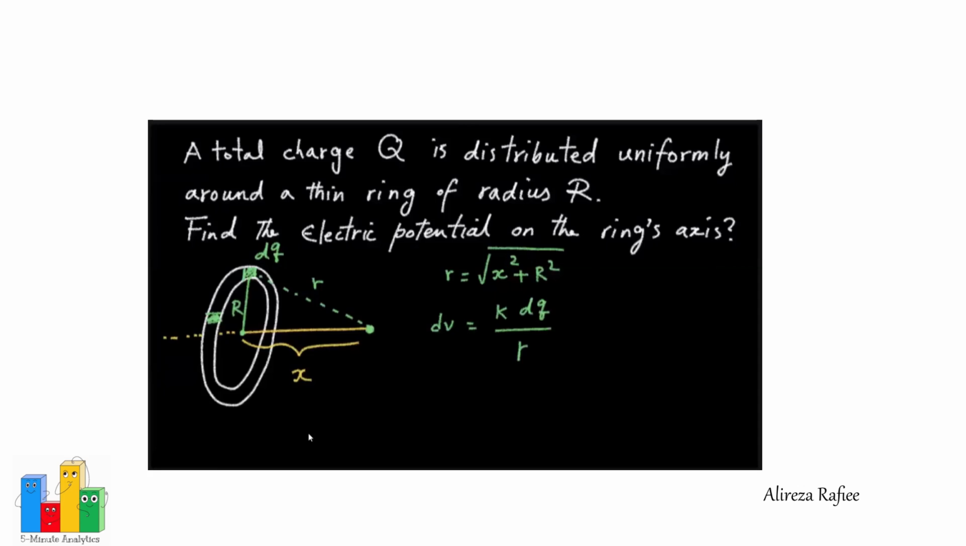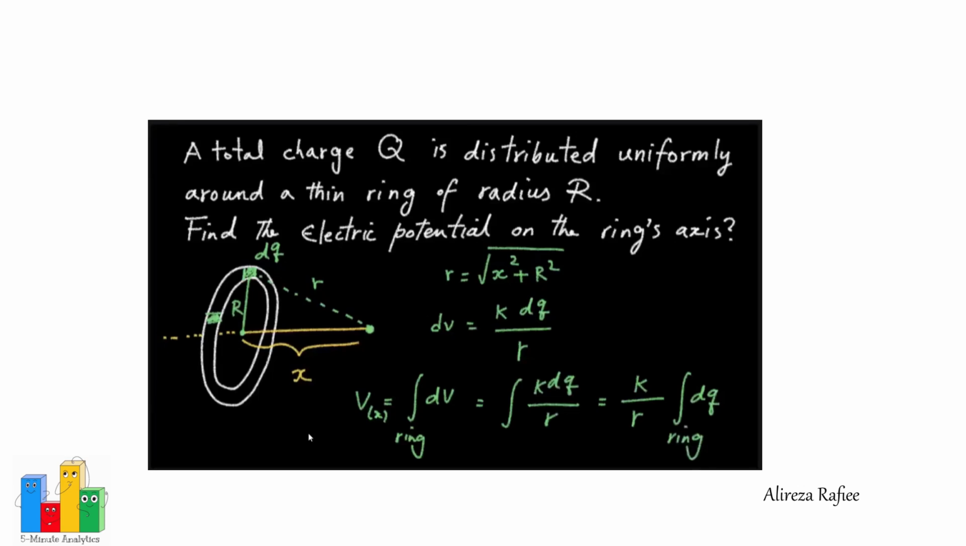So if I take an integral over dV to create the entire ring, then I will have the electric potential at this point at distance x on the axis. As you can see, dq is independent of x and r, and so the k and r will come out of the integral. So you will have k divided by r. K is constant, r is constant. They come out of the integral, and then you will have the integral of dq over the entire ring.